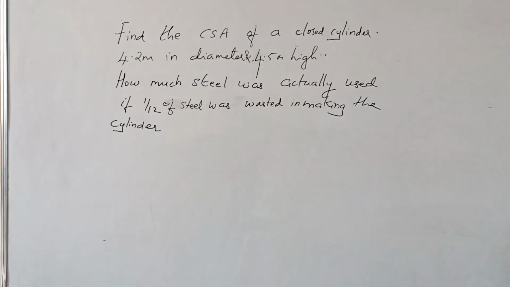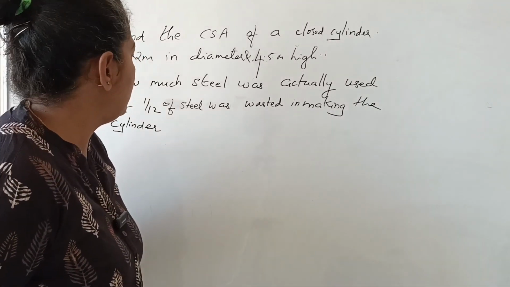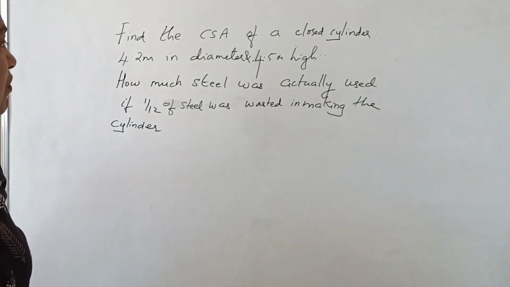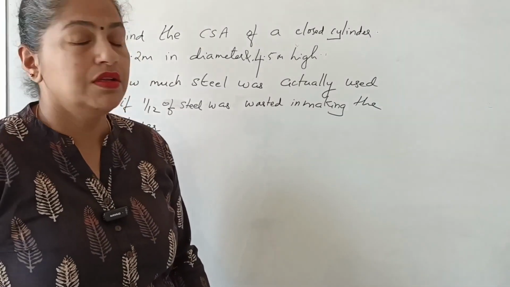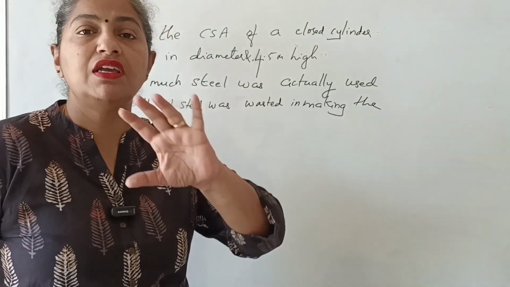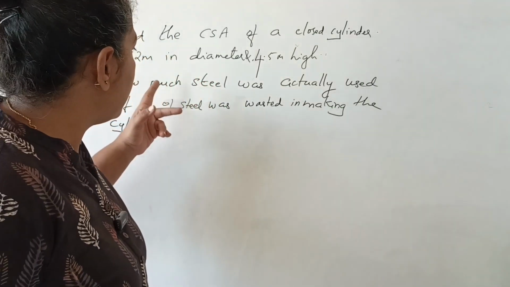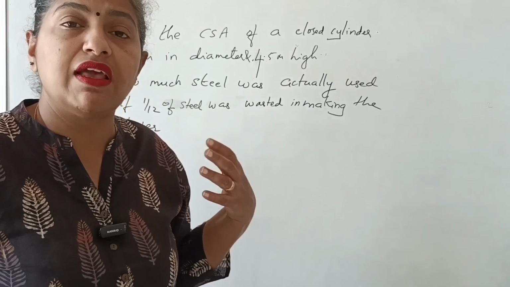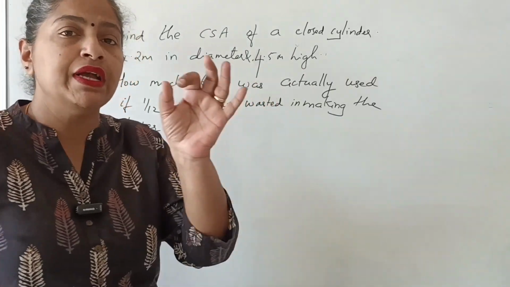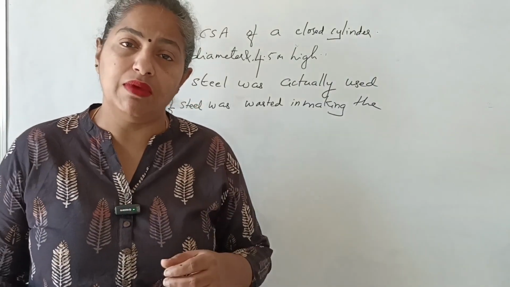Find the CSA of a closed cylinder 4.2 meters in diameter and 4.5 meter high. How much steel was actually used if 1/12 of the steel was wasted in making the cylinder? Okay. Now, this question has got two parts. One is to find the lateral surface area of a given cylinder. The second part is to find how much steel was actually used in making the cylinder, under the condition that 1/12 of the steel was wasted.